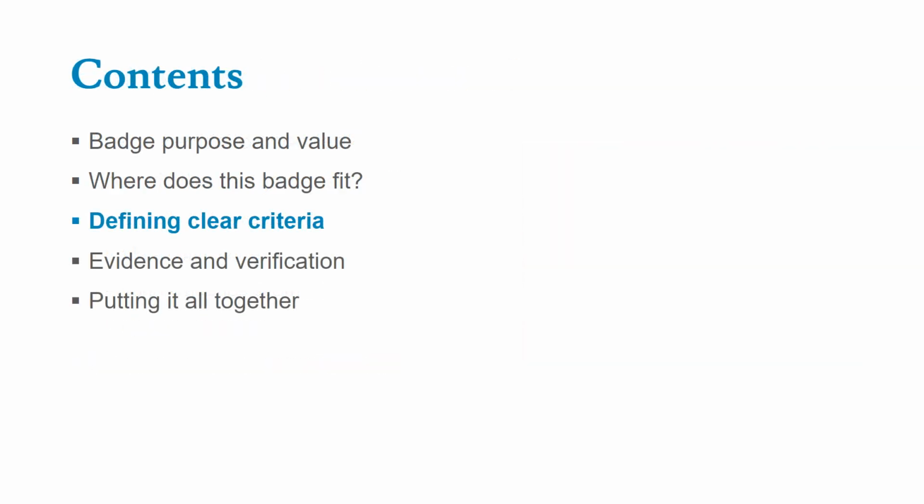And now that we understand where our badge fits, we need to set out what people will need to do to earn it. The next slides will cover how to write clear badge criteria and how to structure them in a way that makes sense. Good criteria are essential because if the criteria aren't clear, people won't know what to do and the badge won't achieve what we want it to.